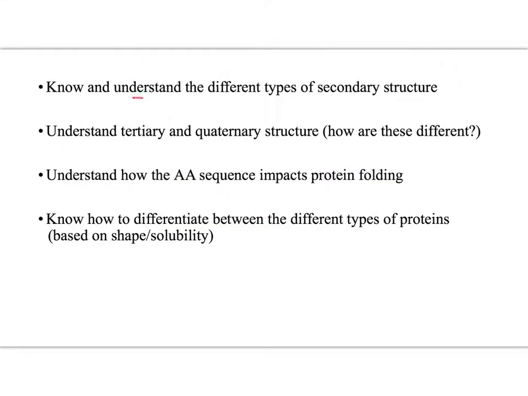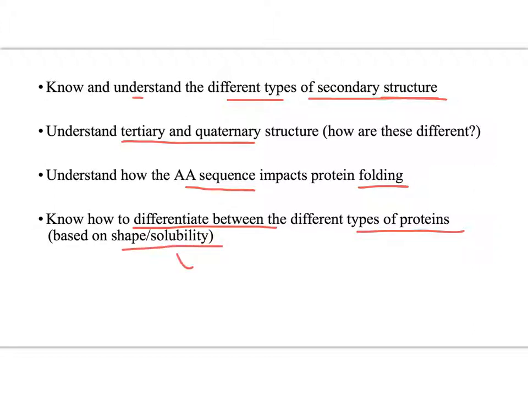We also want to know and understand the different types. So we have different types of secondary structure that exist. More specifically, we have alpha helices and beta sheets. We want to understand tertiary and quaternary structure and how these are different from one another. We want to understand how the amino acid sequence will impact the folding of the protein, and how to differentiate between different types of proteins. And this will be based on the shape and solubility. So here what we're looking at is globular proteins versus fibrous proteins.